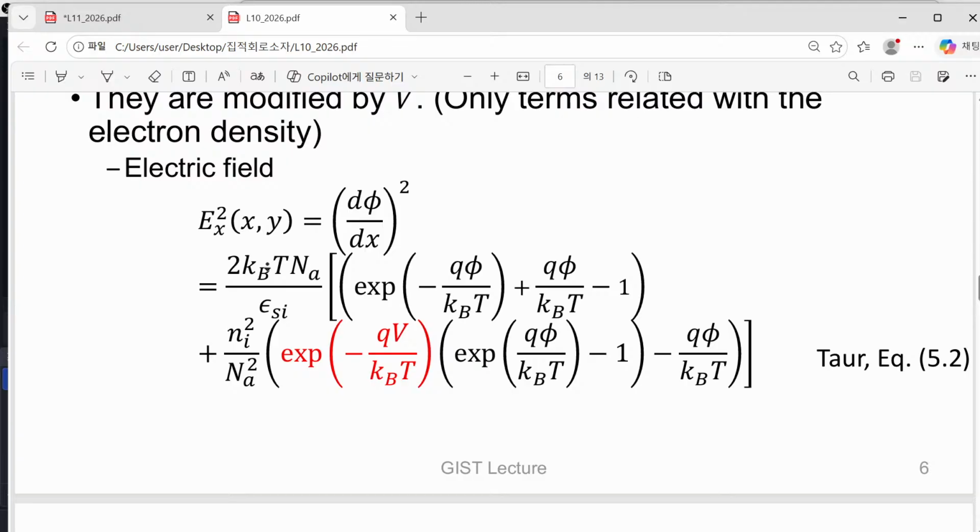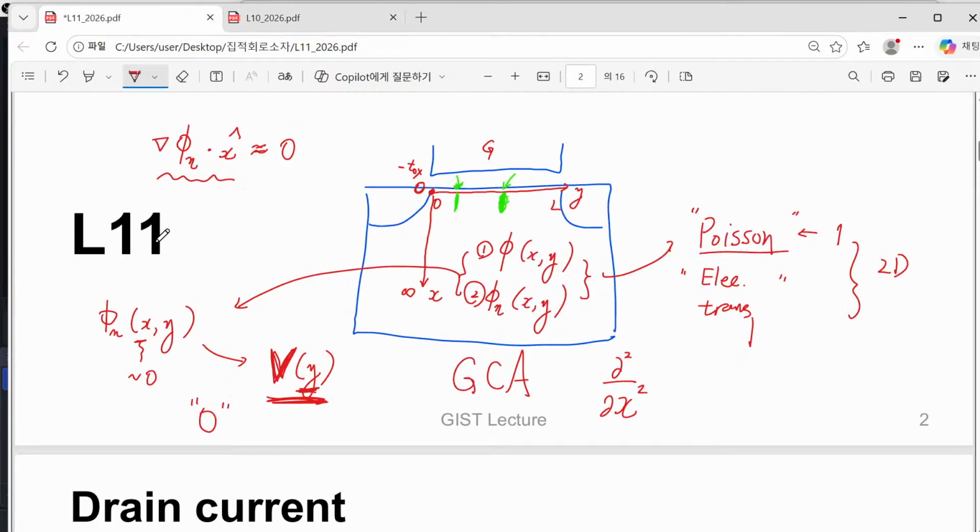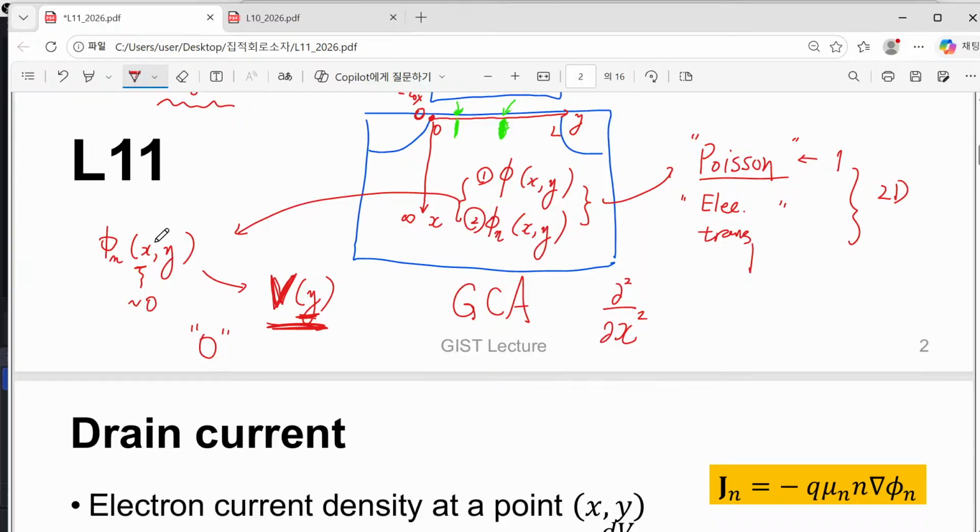Okay, sorry about that. So our previous expression for electric field should be modified. However, the modification is quite limited. The only term related with the electron density is modified, and that is shown with a red color here. So now we are quite much ready to start our discussion.